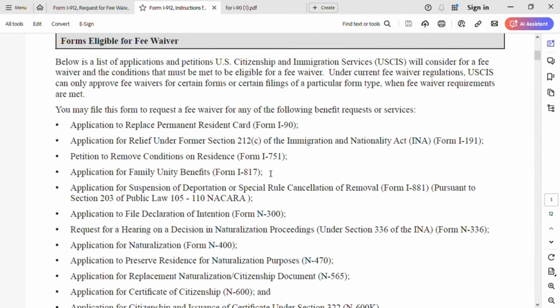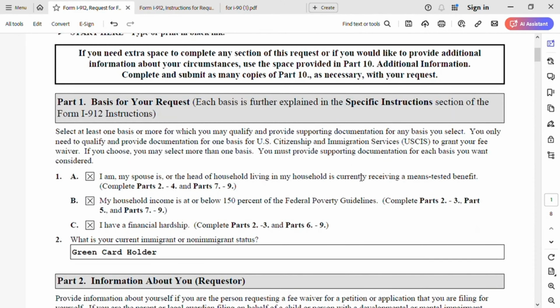As I mentioned in my video, I'm going to do Form I-751 for my spouse, the petition to remove conditions on residence. Because the marriage was less than 2 years, they give you a conditional green card. So we're gonna file this fee waiver, and we're gonna send it with this Form I-751. We're gonna talk about that later. So this is our form.